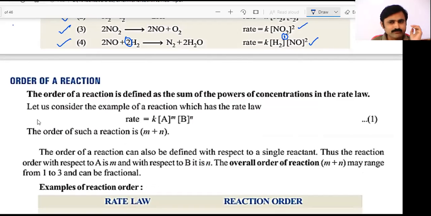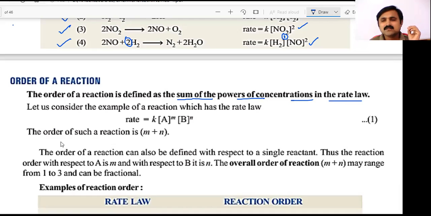So what is order of reaction? Order of reaction is defined as the sum of the powers of the concentrations in the rate law. Whatever we called small m and small n in this rate law, their total value we will call the order of reaction. And the order of reaction can be defined with respect to a single reactant also. This is about experimental determination of order of reaction, not theoretical determination.